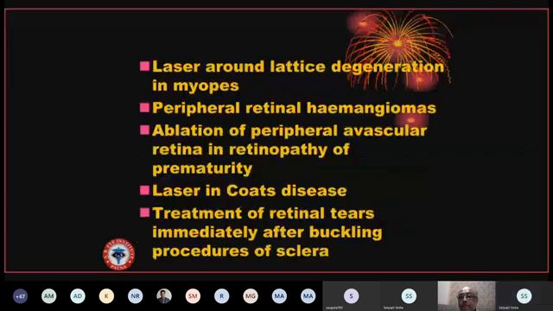Laser around lattice degenerations in myopes, peripheral retinal hemangioma, ablation of peripheral avascular retina in ROP, and laser in Coats disease, because we all know these are peripheral diseases. And treatment of retinal tears immediately after buckling procedures of the sclera.